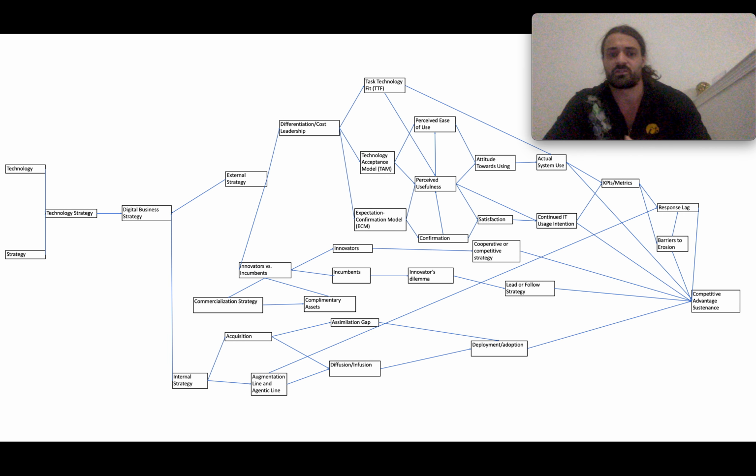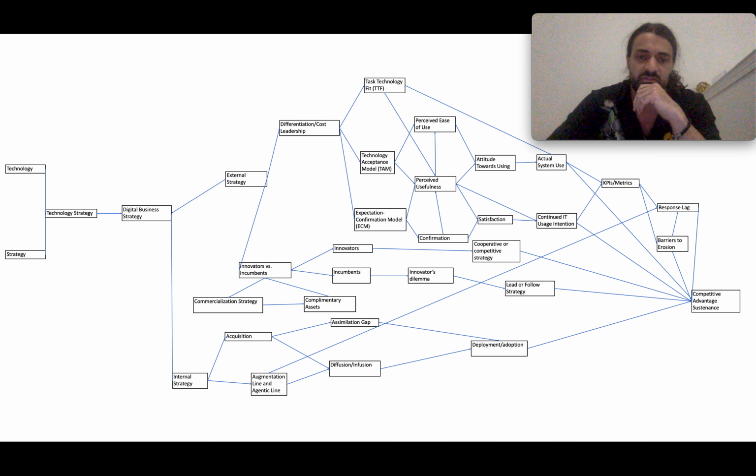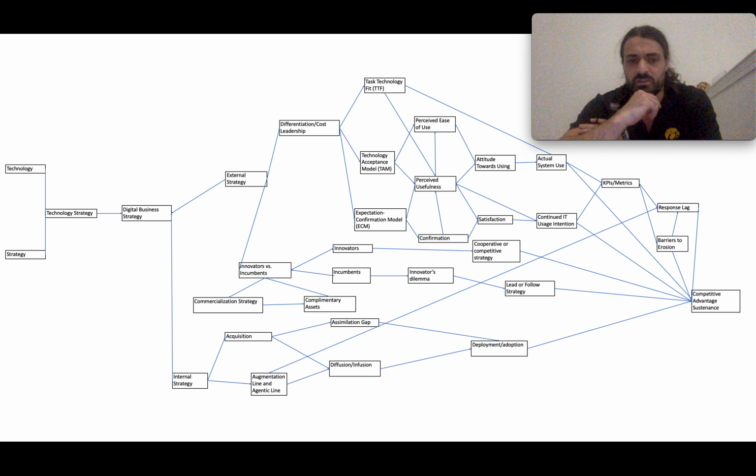So on to the internal strategy. With the internal strategy, the first part is diffusion / infusion. I have a diagram here showing acquisition, diffusion / infusion, deployment / adoption with the assimilation gap in between. And all this means is that an organization needs to understand that they can't just acquire new technology. They have to infuse the technology within their organization so that they can use it to their full potential. And then I included the augmentation line and agentic line as part of the internal strategy, because I feel like this is very important for today's companies.